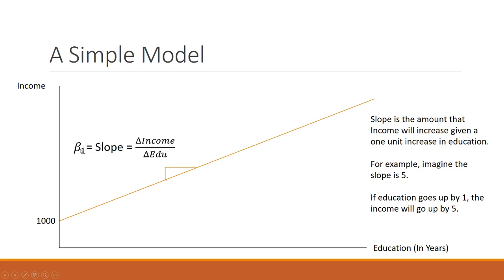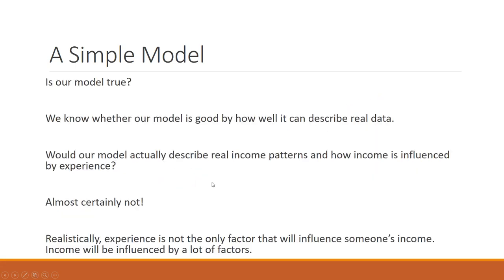That means beta 1 tells you how much your income will increase if education increases by 1 unit, so 1 year. Let's take a look here. Slope is the amount that income will increase given a 1 unit increase in education. So for example, imagine that the slope is 5. That means that if education goes up by 1, the income will go up by 5. So this is some very simple linear model of income.